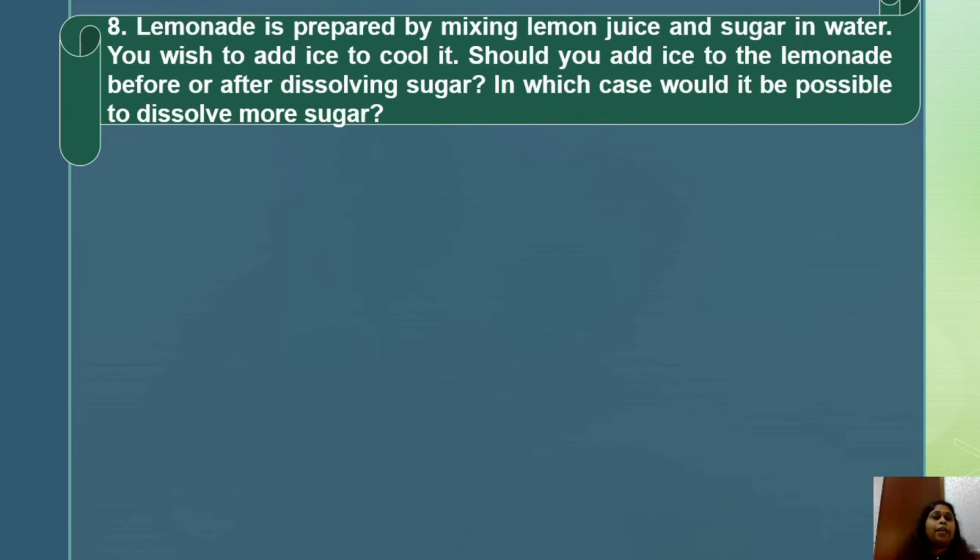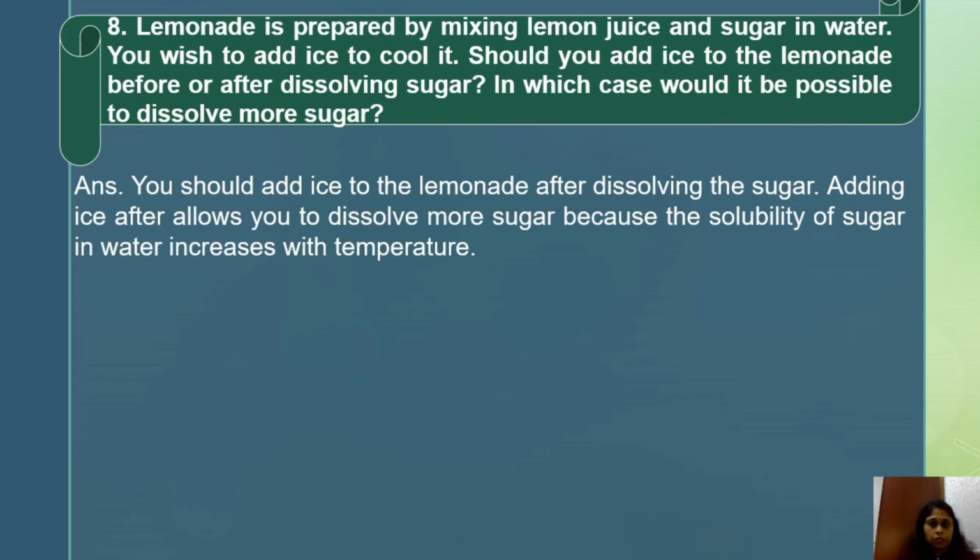8th question, lemonade is prepared by mixing lemon juice and sugar in water. You wish to add ice to cool it. Should you add ice to the lemonade before or after dissolving sugar? In which case would it be possible to dissolve more sugar? You should add ice to the lemonade after dissolving the sugar. Once the sugar is dissolved, you can add ice.